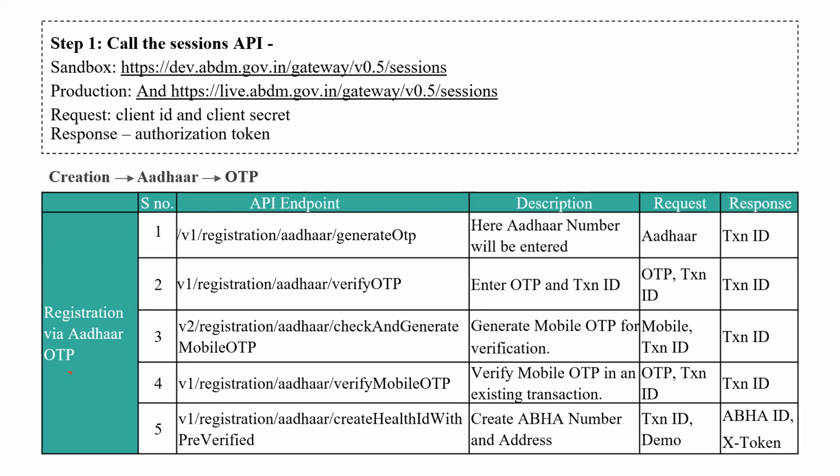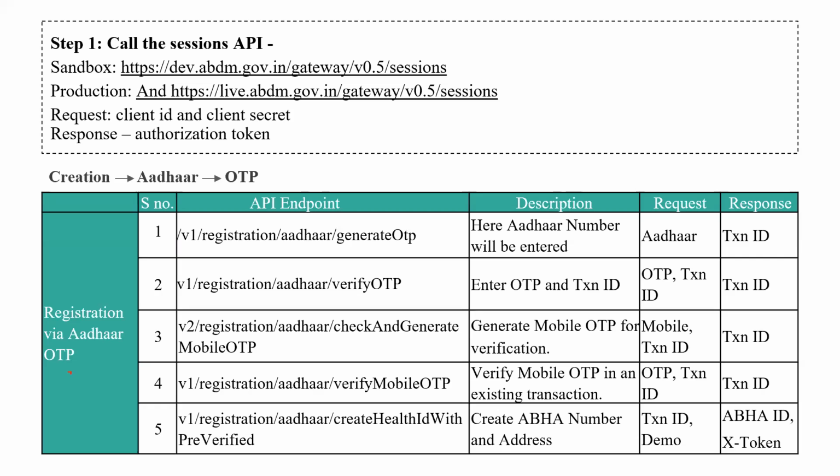To enter that mobile number, you have to call the third API, which is check and generate mobile OTP. This API allows the person to enter the mobile number and then checks if the mobile number is the same as the Aadhaar linked mobile number. If it is the same, then you can skip the fourth API, which is the verify mobile OTP API, because we have already verified that mobile number through OTP, so there is no need to verify it again.